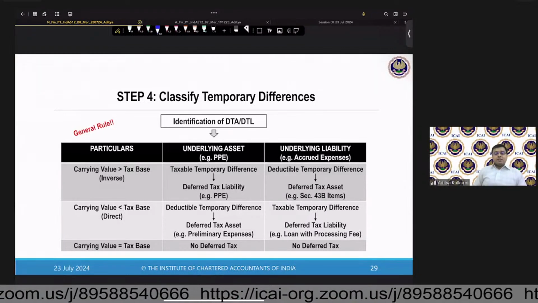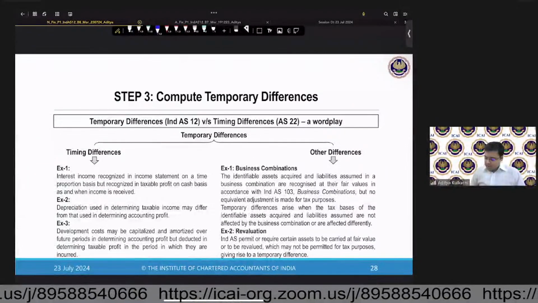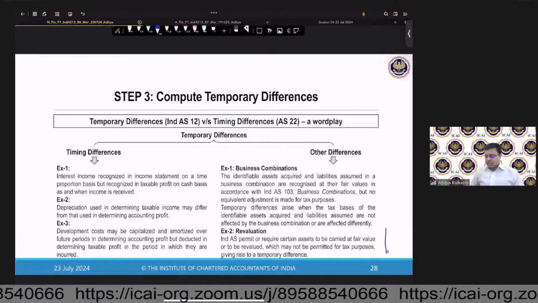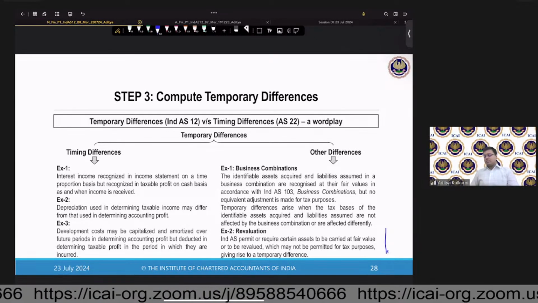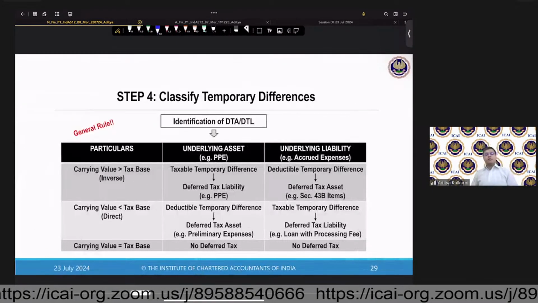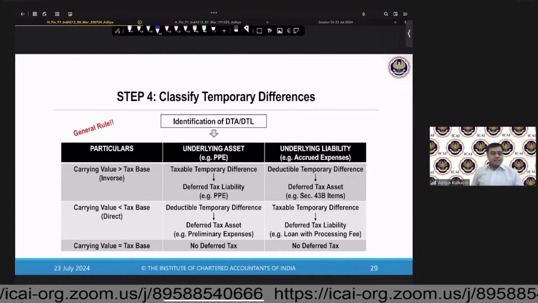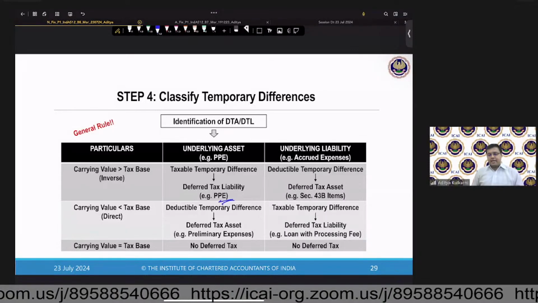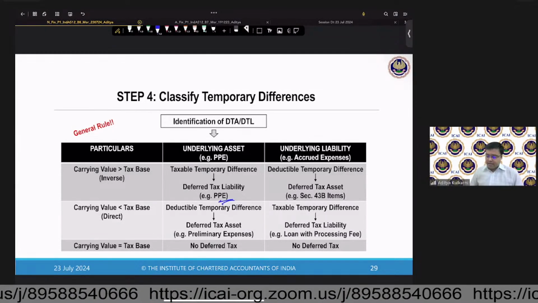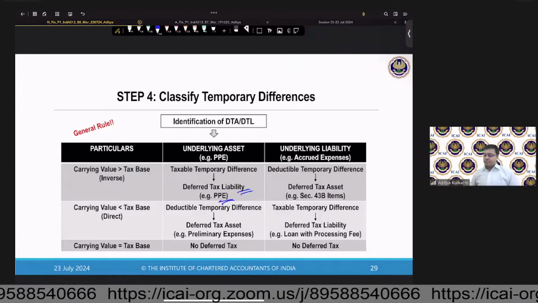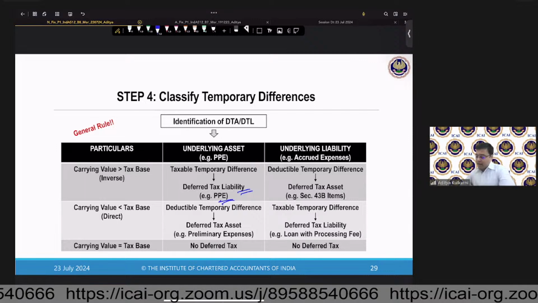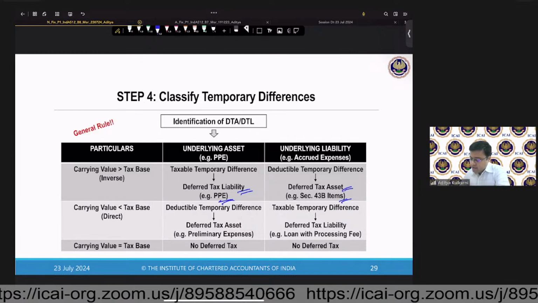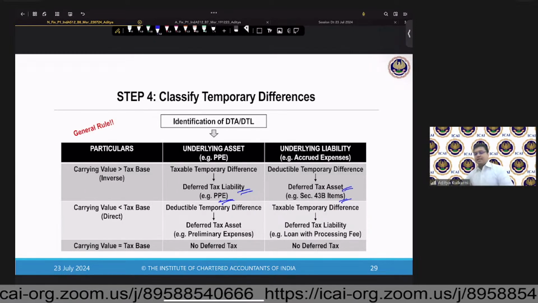So coming to identification of DTA and DTL, where is the revaluation difference? Revaluation is there now. Ind AS permits or requires certain assets to be carried at fair value or to be revalued, which may not be permitted for tax purposes, giving rise to a temporary difference. Now, identification of DTA and DTL is very simple. If carrying value is greater than the tax base, then look at the underlying item. If that is an asset, it becomes a DTL. If the carrying value is greater than the tax base of a liability, it becomes a deferred tax asset.